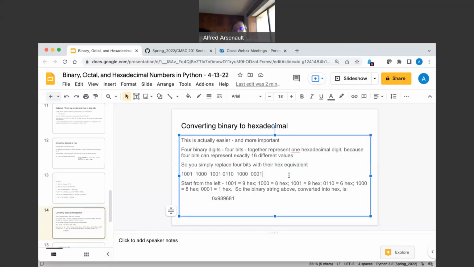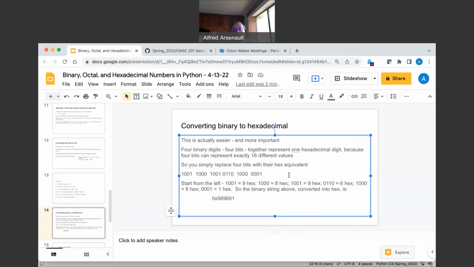Starting from the left, 1001 binary is 9 hex. 1000 is 8. 1001 is again 9. 0110 is 6.